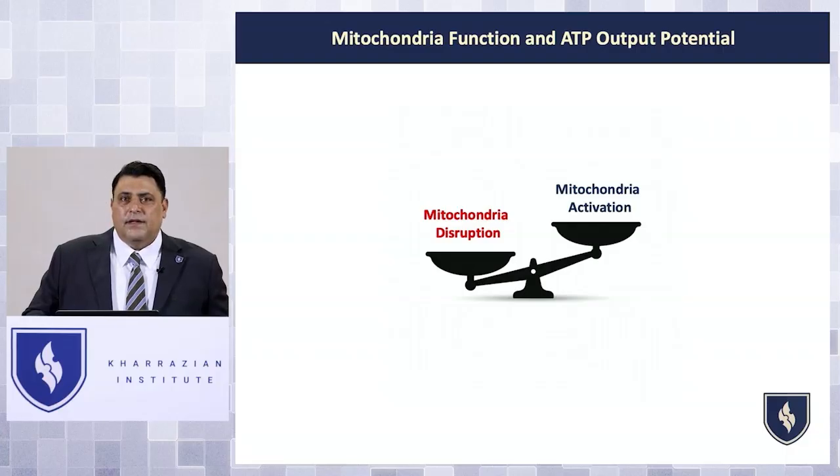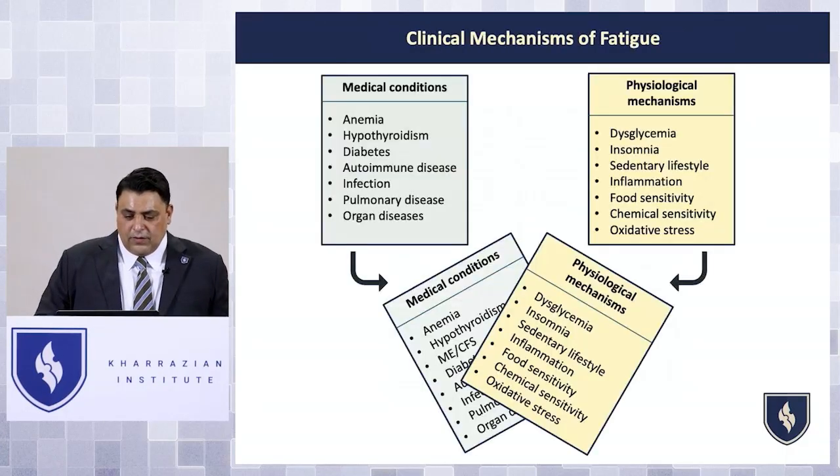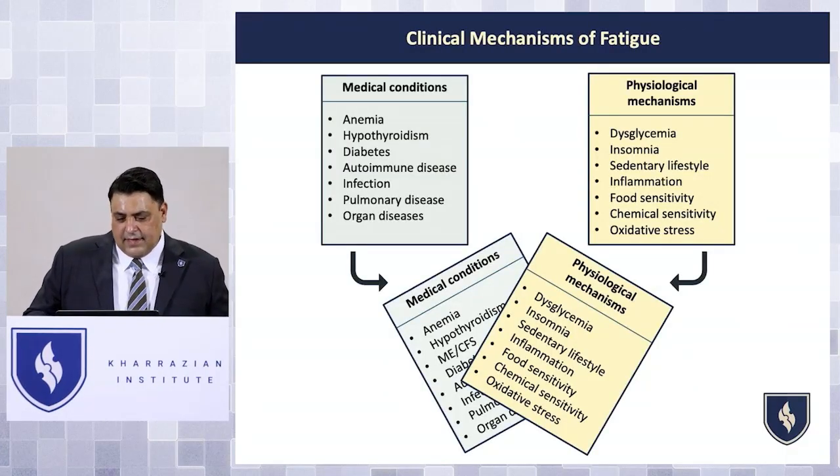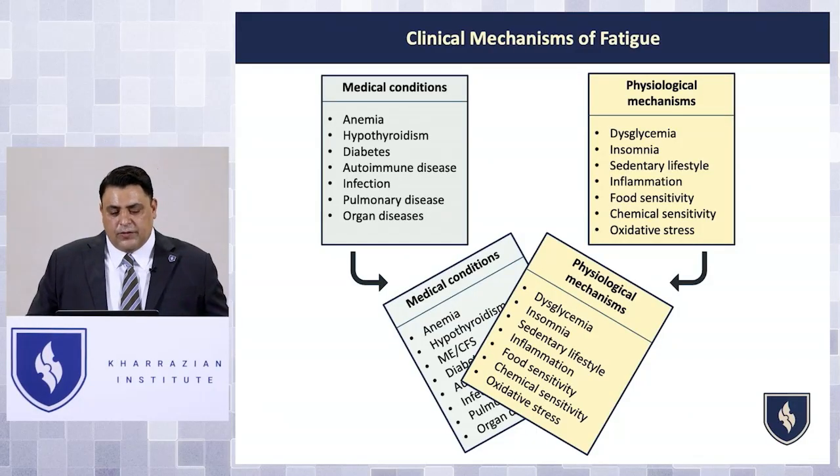this is when we see all types of clinical presentations. And ultimately, when you look at people that have fatigue, sometimes they have a medical condition that's causing it as part of the big picture, and sometimes they just have physiological mechanisms that aren't really disease, but they really impact how energy functions. For example, medical conditions like anemia, hypothyroidism, or diabetes, or autoimmune disease, or pulmonary disease, or any kind of disease of the organs, they're all going to cause fatigue.